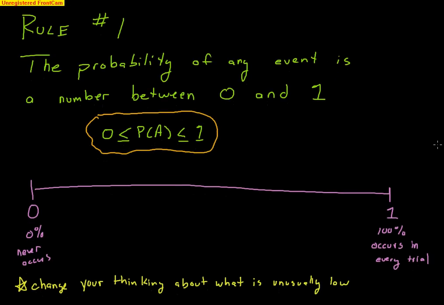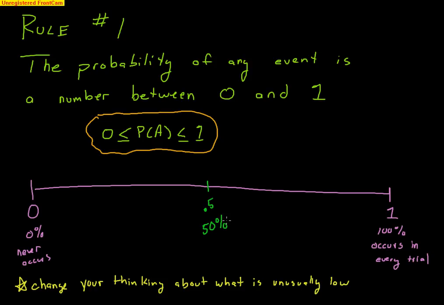Alright, rule number 1. The probability of any event is a number between 0 and 1, where 0 means that there is 0% chance it will never occur, all the way to 1, 100% chance, means it will occur in every single trial. So the probability has to be a number between 0 and 1. Typically, it's a decimal that you could turn into a percent. For example, right here in the middle would be 0.5, which means that there's a 50% chance that it would occur. That means if we ran 10 trials, we'd expect it to occur in 5 of them and not occur in the other 5.